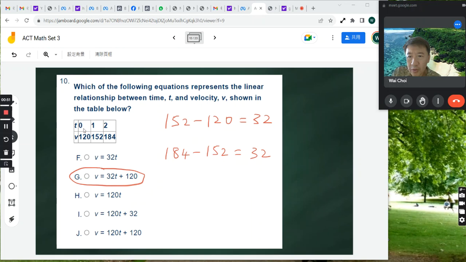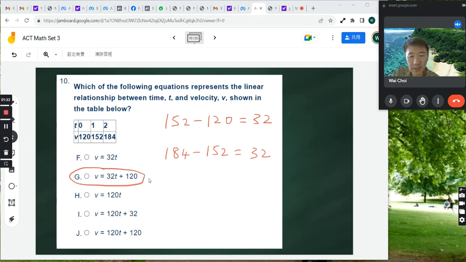So when t equals 0, v is 120, and we're going to go through each of these choices and see which one follows this particular condition. When you substitute t equals 0, choice F will give you 0, so it won't give you that 120, so F is wrong. Choice G: when you substitute t equals 0, you get v equals 120. So G satisfies this condition, and it is one of the potential correct choices.